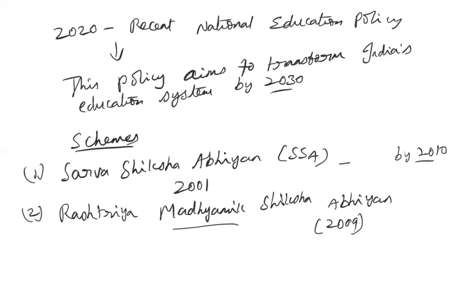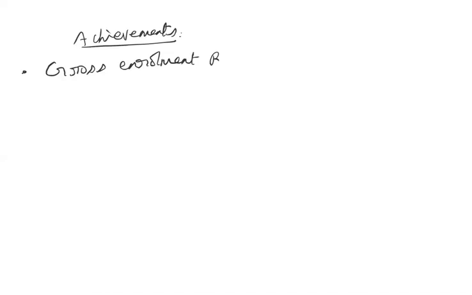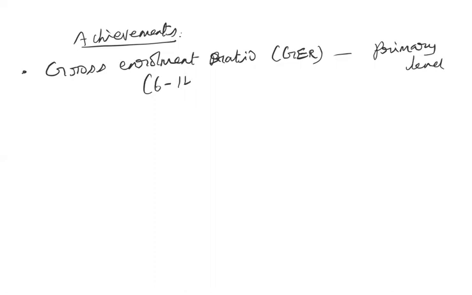So because of all this, there are some achievements. Because of all the policies and the programs and the plans initiated by the government, there were some achievements. One is the gross enrollment ratio. So the gross enrollment, I mean, number of students getting admitted in school. That's what we say, the gross enrollment ratio. So the GER, especially in primary level, that is 6 to 14 years, is almost as high as 96%. This is according to 2013-14 data.